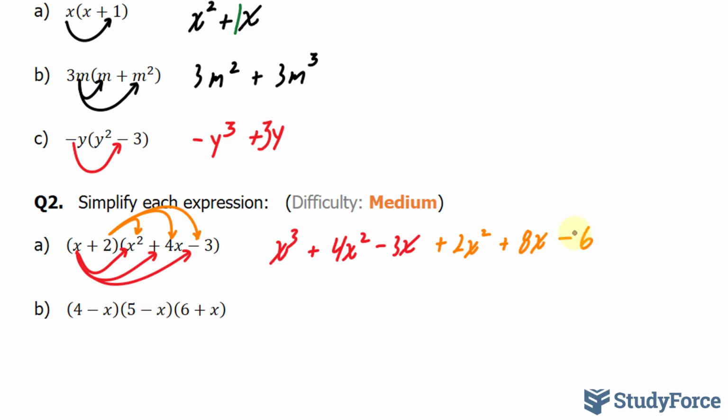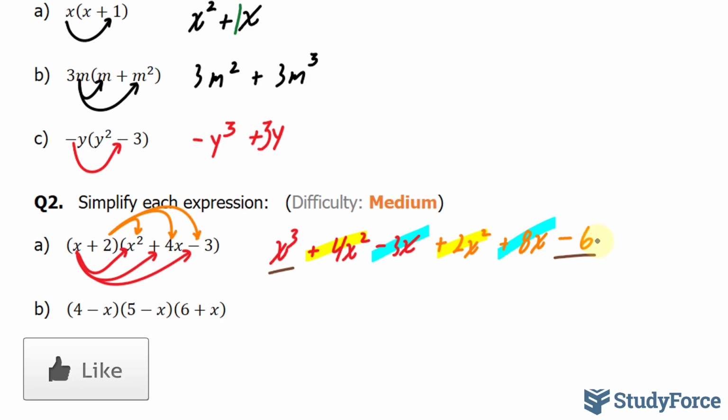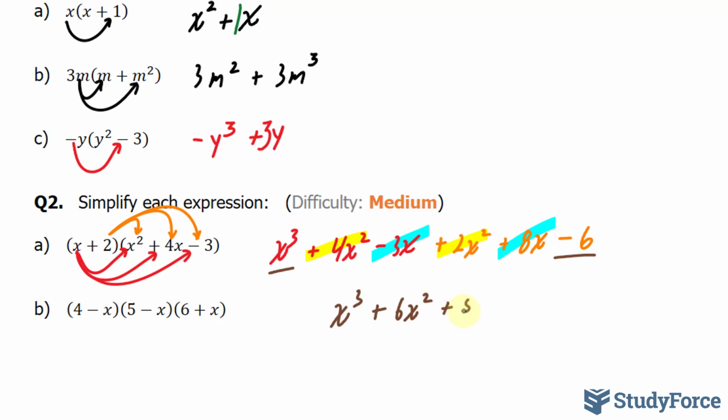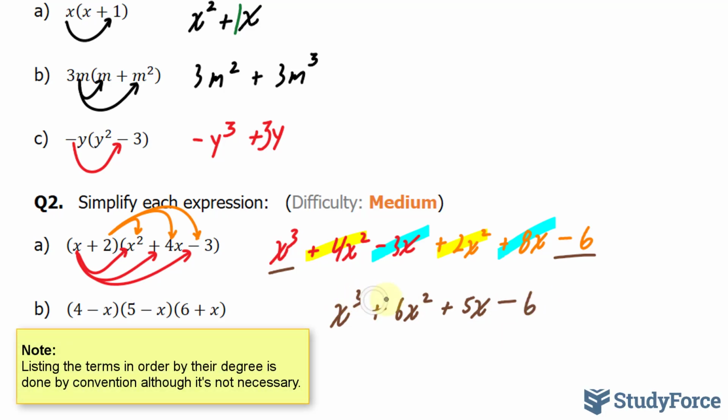Once you've fully expanded this expression, then you collect like terms. This term and this term are alike. This term and this term are alike. This term and this term are on their own, so we write them out again. We have x to the power of 3. Now the yellows, that gives us 6x squared. Now these two, we have positive 5x, and then the minus 6. Notice how I've written my polynomial in order of degree.